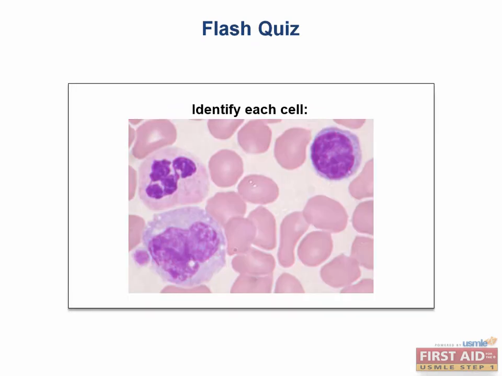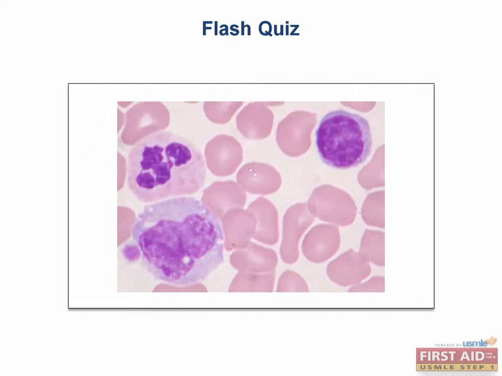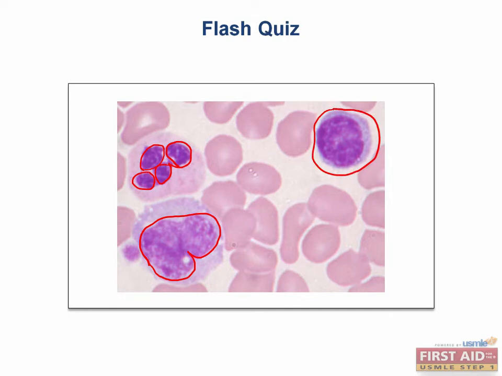In this flash quiz, let's identify each of these cells. This smear includes a monocyte, a neutrophil, and a lymphocyte. The monocyte is the largest and has a unilobular, kidney-shaped nucleus with frosted glass cytoplasm. This is our neutrophil, and in this image, it has a 4-lobed nucleus, making it a normal PMN. Finally, the lymphocyte is the smallest and has the highest nuclear to cytoplasmic ratio. We'll get to this one in just a bit.